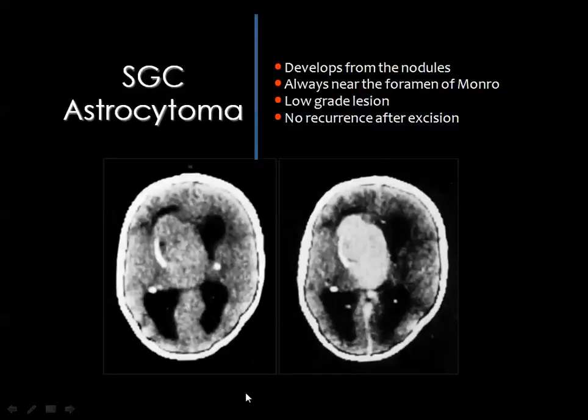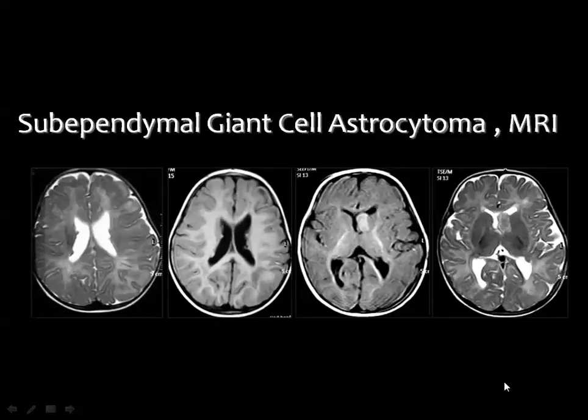This is also a third example. You see calcium in the wall of the ventricle, and this is one of the major stigmata of tuberous sclerosis. And you see a lesion in the frontal horn of the right lateral ventricle, which also contains calcium, and after contrast injection, it shows homogeneous post-contrast enhancement.